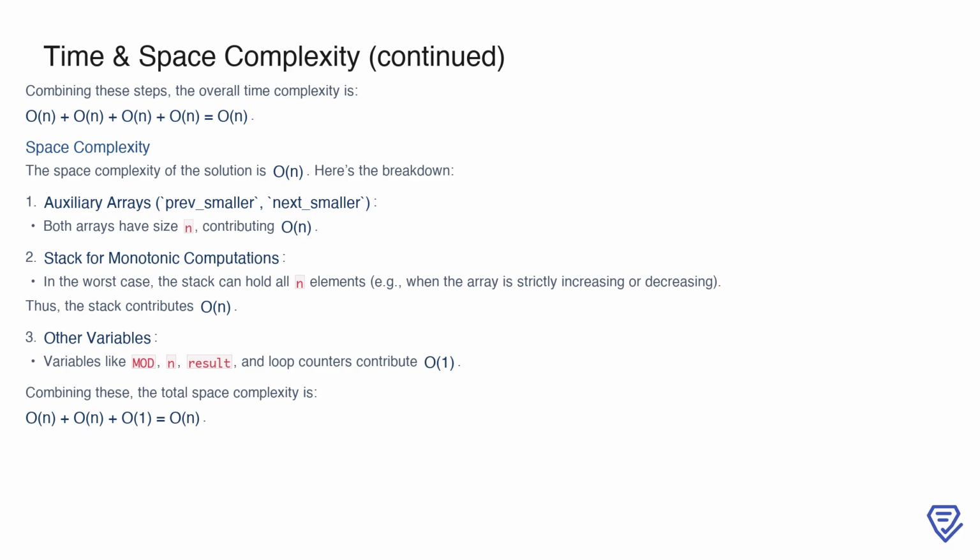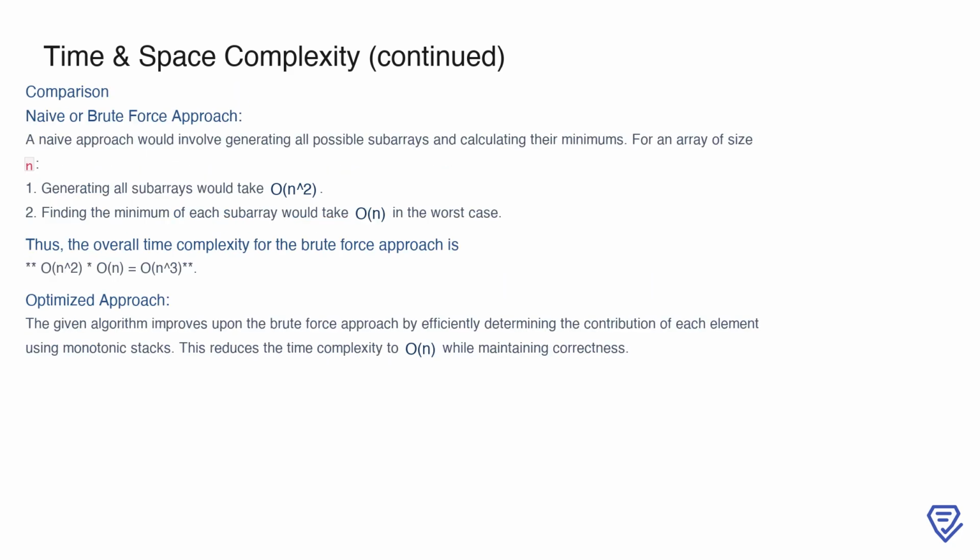Now, examining the space complexity, the auxiliary arrays preb_smaller and next_smaller each require O(n) space since they are of size n. The stack used for monotonic computations also requires O(n) space in the worst case, such as when the input array is strictly increasing or decreasing, as all elements might be added to the stack. Other variables like mod, n, result, and loop counters contribute O(1) space. Combining these, the total space complexity is O(n) for the arrays, O(n) for the stack, and O(1) for the constants, which simplifies to O(n).